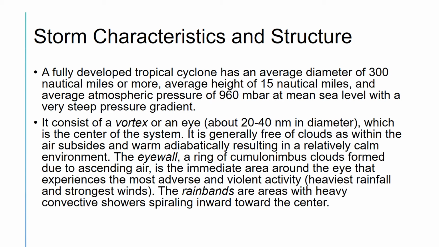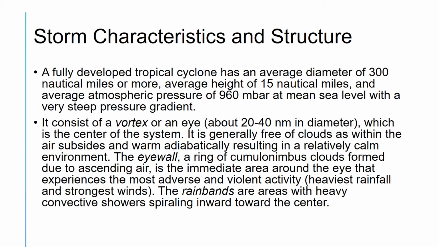So, it consists of a vortex, or an eye, or yung mata ng bagyo, about 20 to 40 nautical miles in diameter, which is the center of the system. It is generally free of clouds as the air within subsides and warms adiabatically, resulting in a relatively calm environment. The eye wall, or a ring of cumulonimbus clouds formed due to ascending air, is the immediate area around the eye that experiences the most adverse and violent activity. Yan yung mga heaviest rainfall and strongest wind.